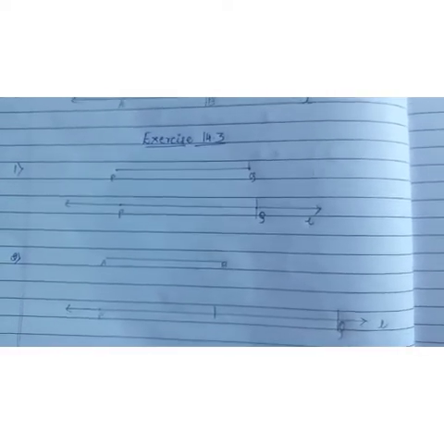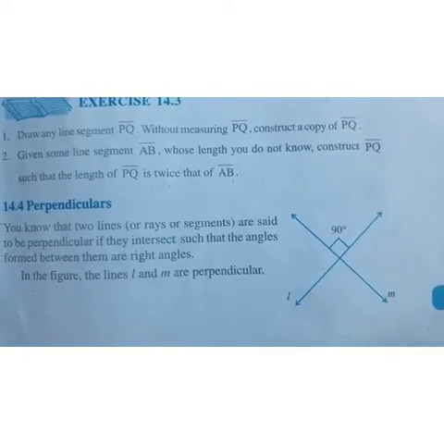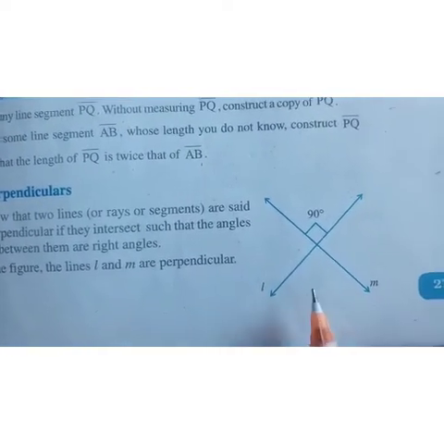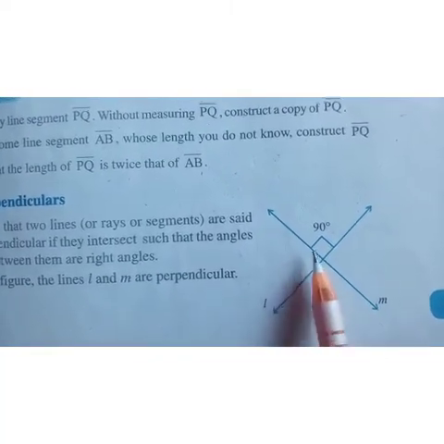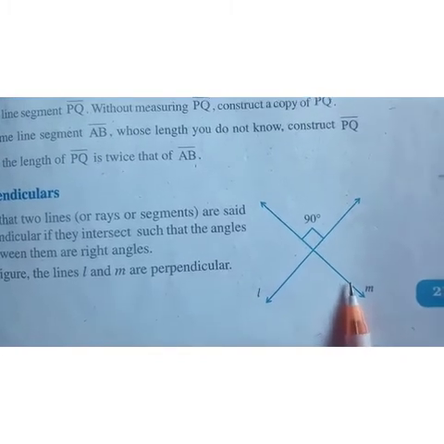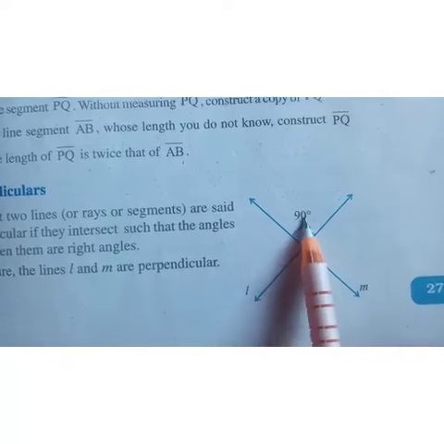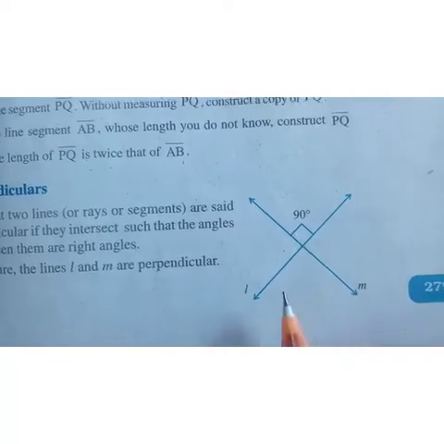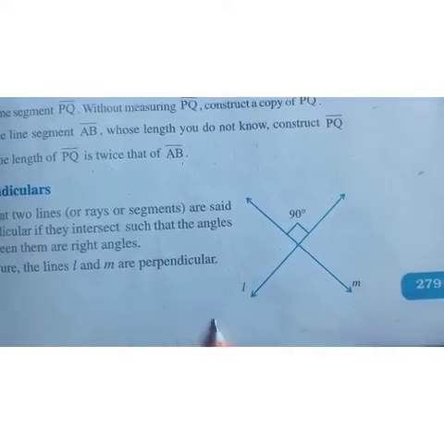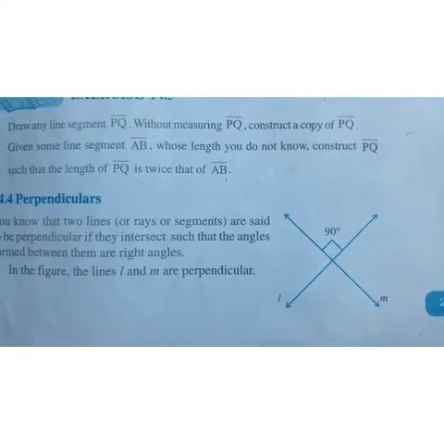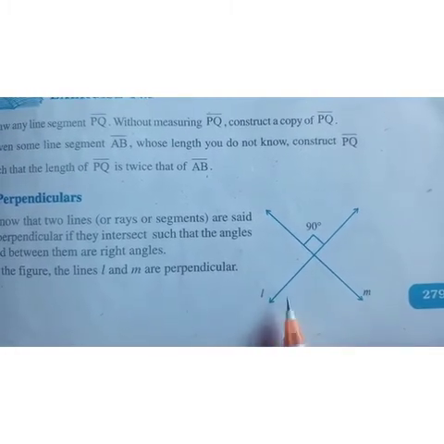Now let us start with perpendicular line. So children, before starting with construction, let us see what is a perpendicular line. You observe the two lines are intersecting here, isn't it? So whenever these two lines intersect at a point, and at this point the angle formed is 90 degrees, then we can say that the line L and line M are both perpendicular to each other. So like this we have to construct the perpendicular to the given line.